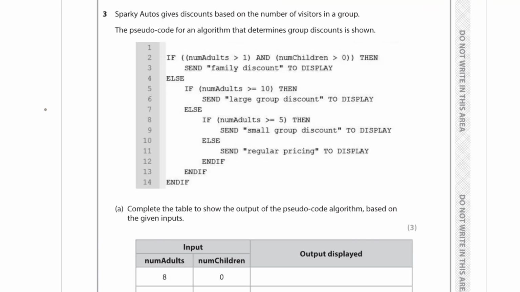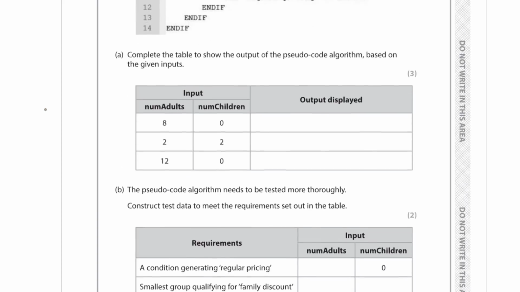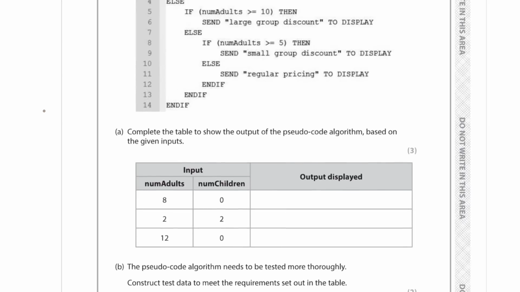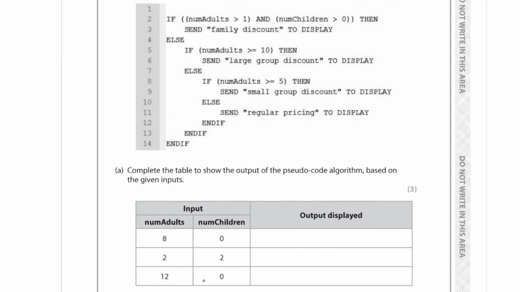And this company gives discounts based on the number of visitors in a group, and the pseudocode for an algorithm that determines the discounts is shown here. And for this, we need to complete the table to show the output of this algorithm based on the given input. So 3 pairs of inputs here, and we just got to trace through this algorithm to find the output. So it should be relatively straightforward if you concentrate.